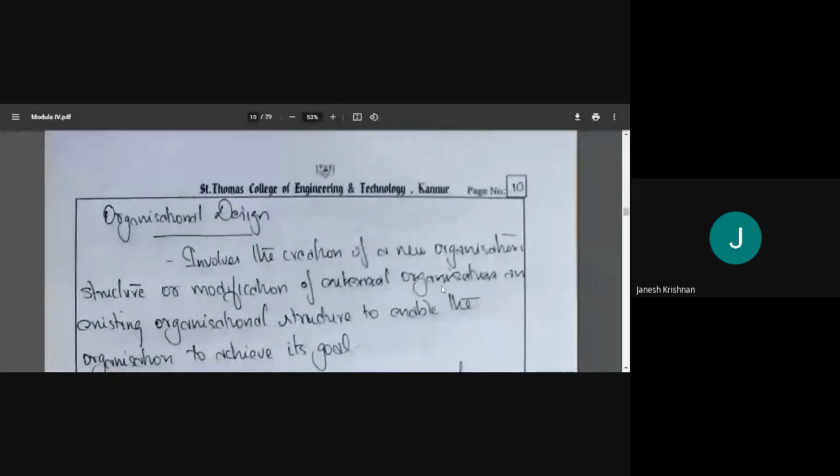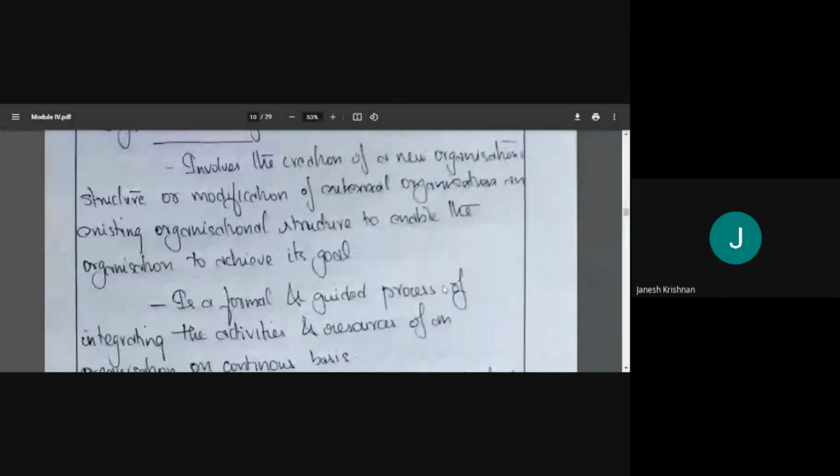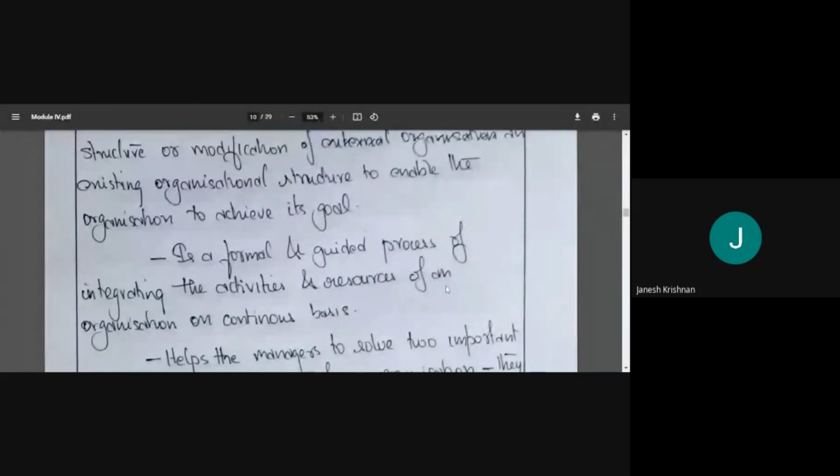Then design means creation of a new organization structure or modification of the existing structure to enable the organization to achieve its role. Sometimes we need to create a new organizational structure, or we are modifying it. Basically, the term itself will tell you whether we are creating or modifying. It's a formal process to guide the integration of the resources of an organization on a continuous basis.